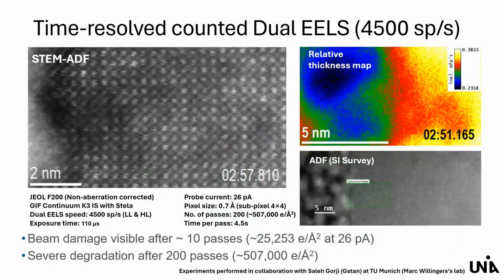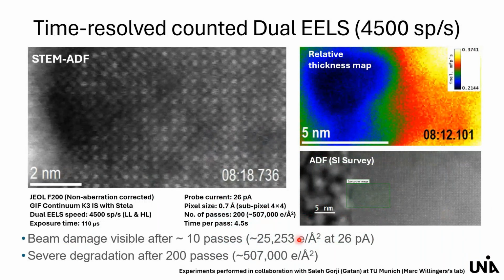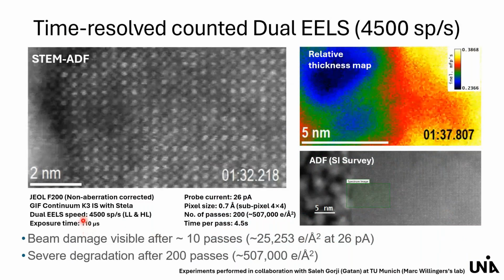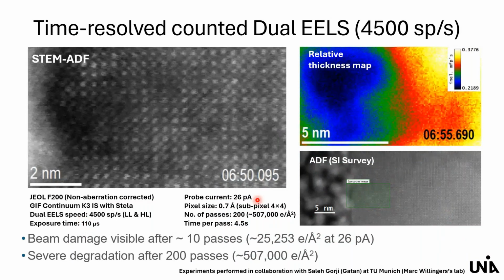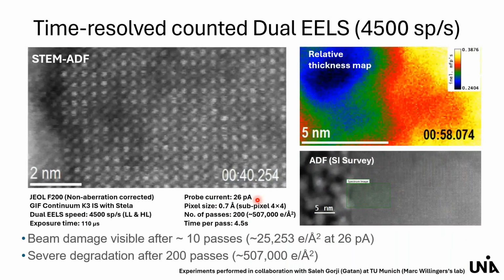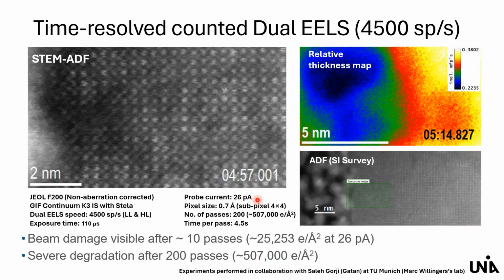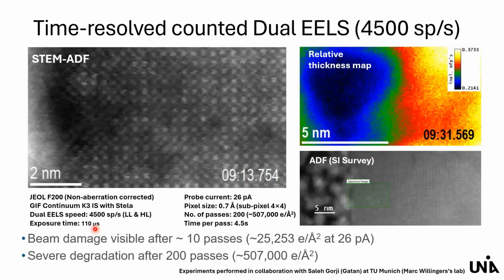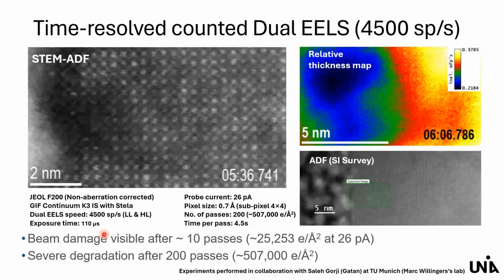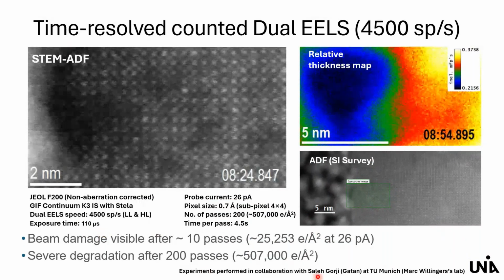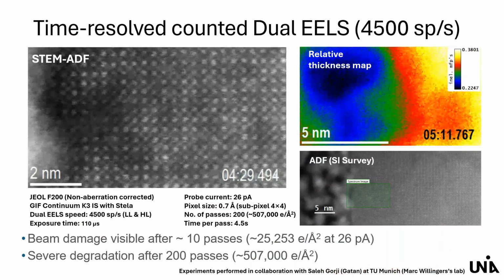So now this is, let's say, different. The exposure time is here much lower. The probe current was set here to 26 picoamps, and yeah, a time-resolved multipass counted dual EELS experiment was performed. So that means instead of a long exposure time and only one shot, here the exposure time was reduced. This is possible by using the direct detection counting cameras. And yeah, as already said, the experiments were performed together with Saleh from Gatan at the TU Munich in the lab of Mark Willinger.